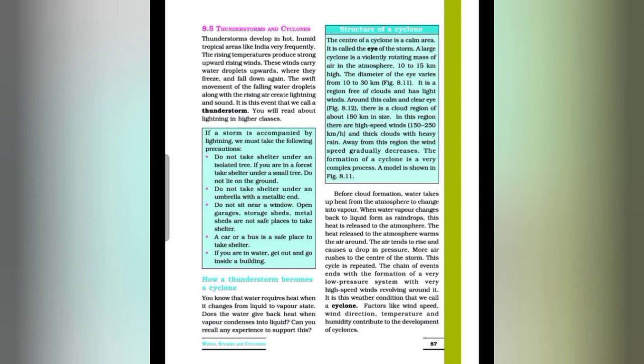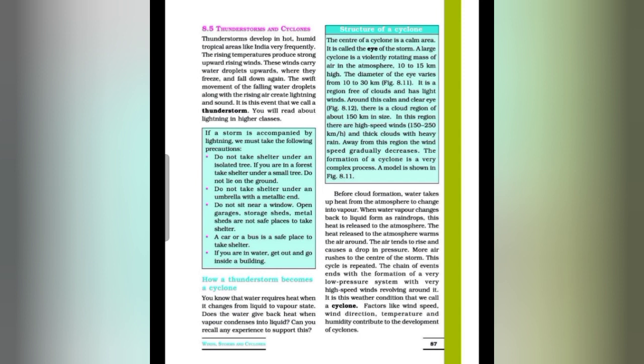Now we'll discuss how a thunderstorm becomes a cyclone. You know that water requires heat when it changes from liquid to vapor state. Does the water give back heat when vapor condenses into liquid? Yes, as we have discussed. Can you recall any experience to support this? Before cloud formation, water takes up heat from the atmosphere to change into vapor. When the water vapor changes back to liquid form as a raindrop, this heat is released to the atmosphere.